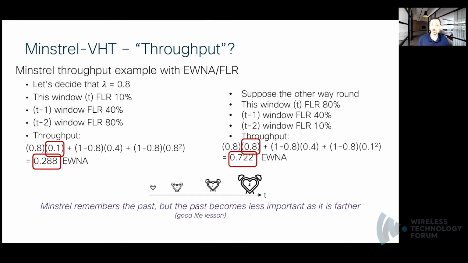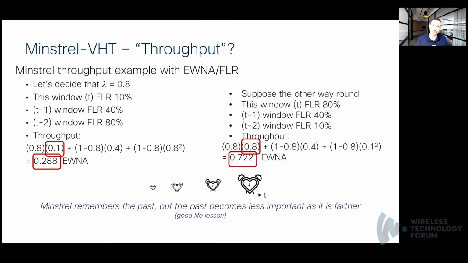So you say, well, that's probably not a good rate. However, in the previous sampling window, the success rate was about 40%. So that was half-half, not great, but still better than 10%. And in the window before that, it was 80%. So super good, right? 80% success.